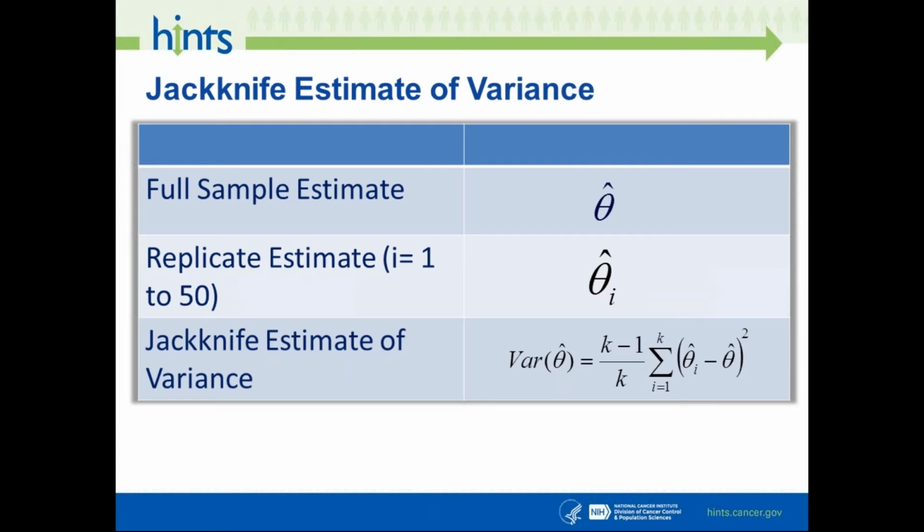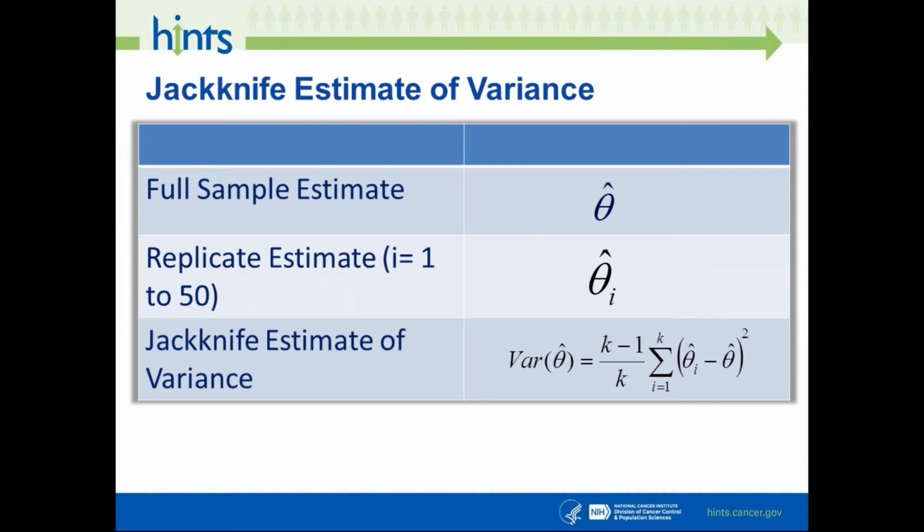Okay? So again, you do basically like 50 times, right? Replicate 1 variance minus full sample weight variance. Replicate 2 variance minus full sample weight variance. So you add all those up. And then, very importantly, there's this correction factor to correct for bias.